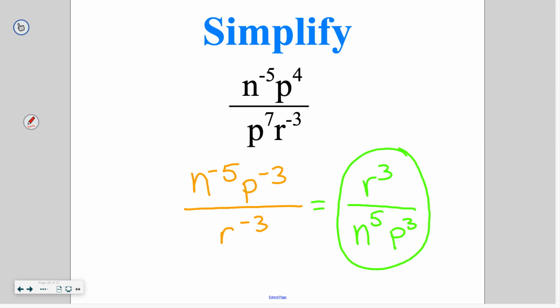So rearranging, we can bring that negative 5 to the bottom, that negative p to the bottom, and the negative r to the top, giving me r to the third, n to the fifth, p to the third.